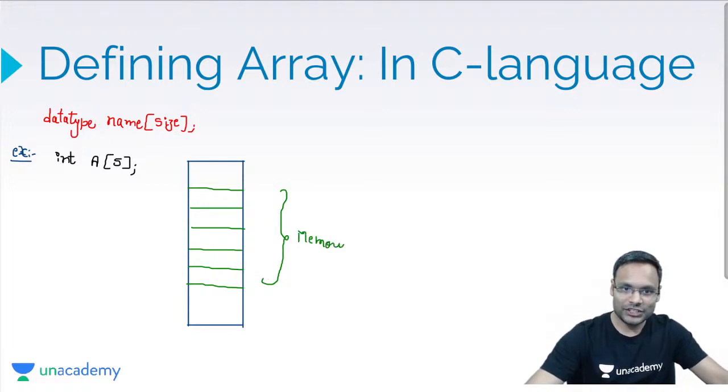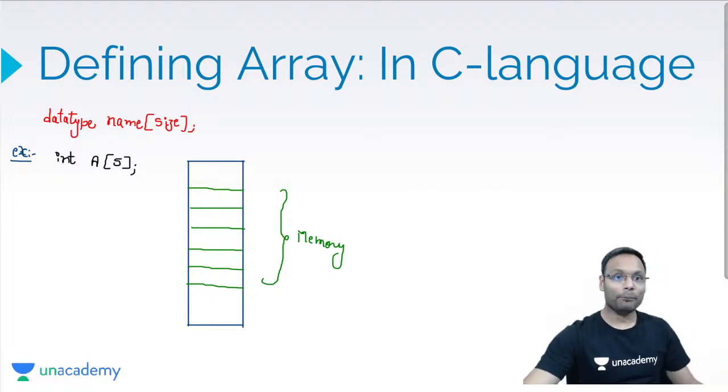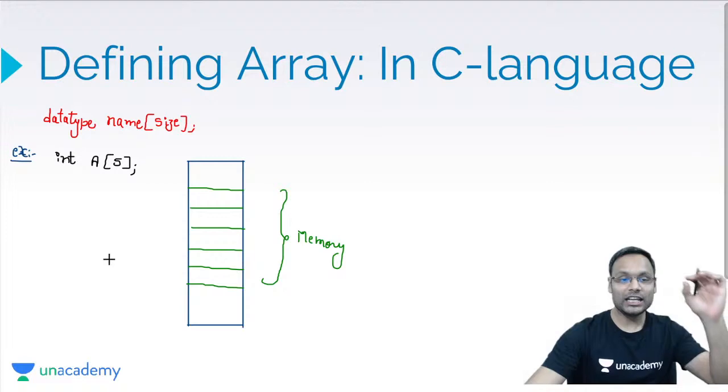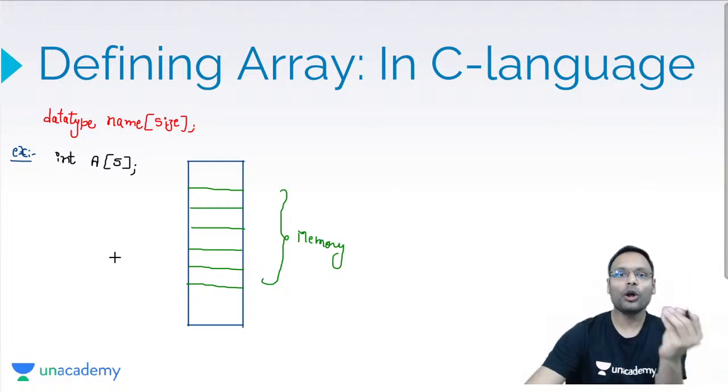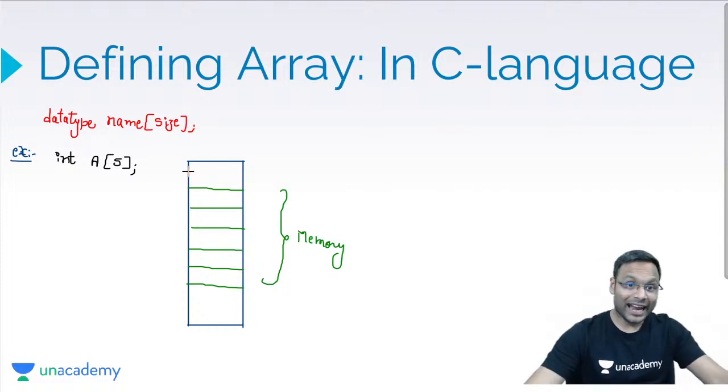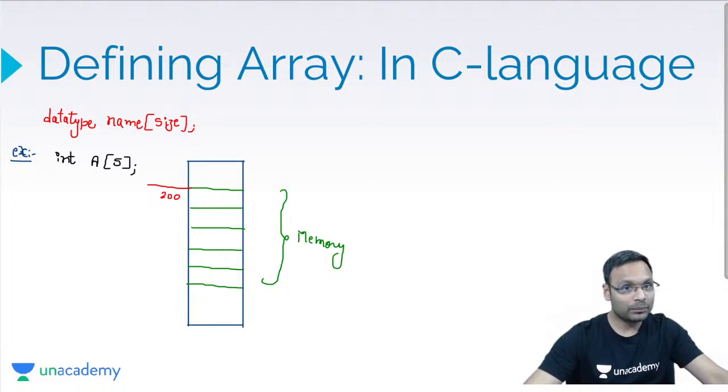Let's assume each integer takes 2 bytes in the memory, meaning each integer element will be stored on 2 locations in the memory. And if I say the first element is stored in the memory starting from address, let's say, 200, you all should tell me what this 200 is called. This 200 is called the base address of the array.